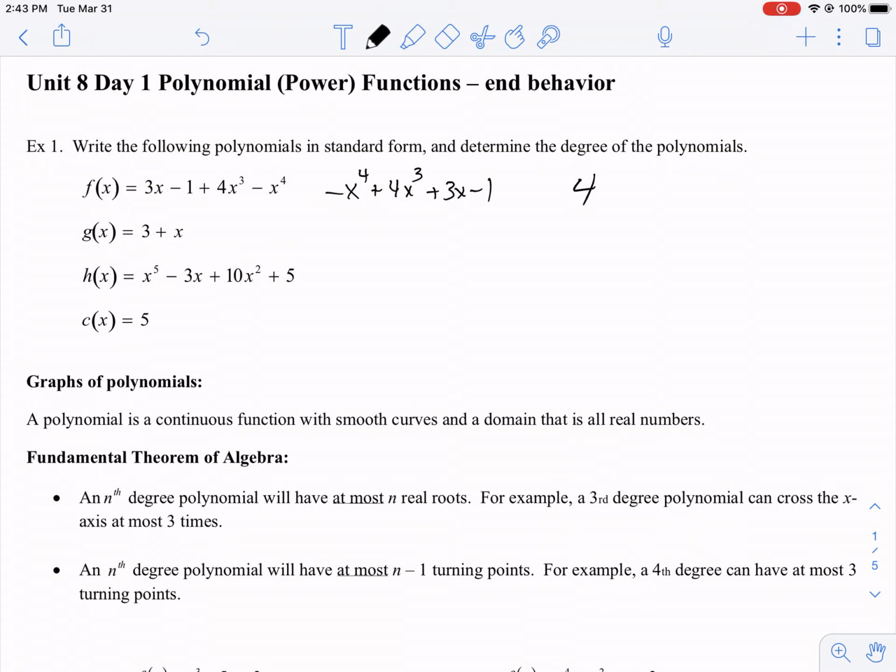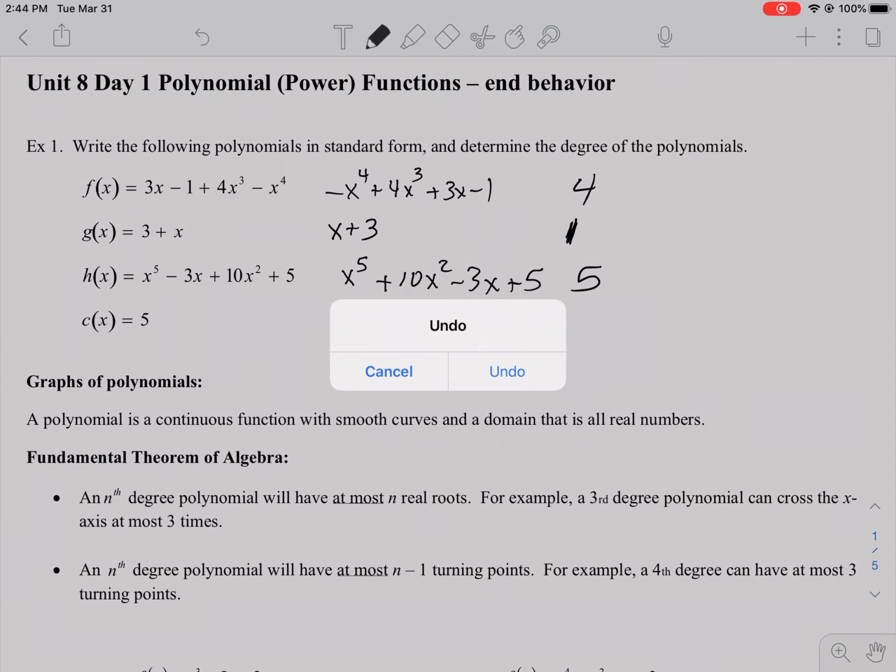So basically your highest exponent if you only have x's. Next one, x plus 3 is in order, and this is a first degree polynomial because the exponent on the x is 1. H of x would be x to the 5th plus 10x squared minus 3x plus 5. The degree of that polynomial is 5 because that's the highest exponent.